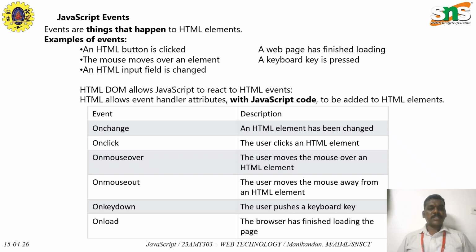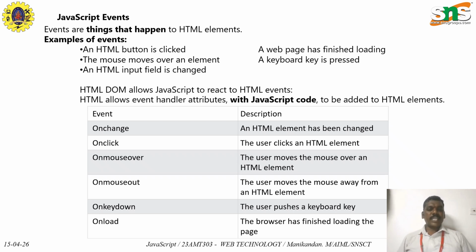The next one is onmouseover. The user moves the mouse over an HTML element, so it will respond to those events. During mouseover, we can have some color changes or text changes. Like that, we can do it using the mouseover functionality.